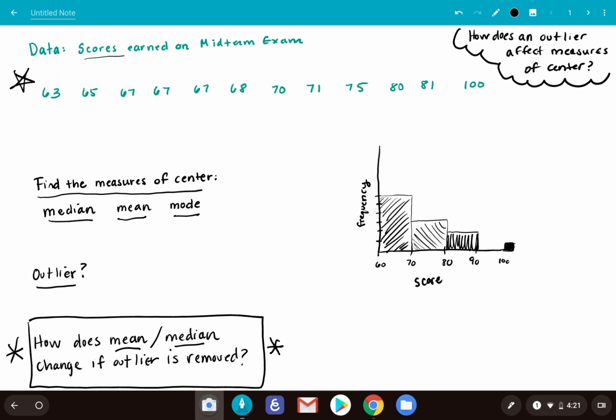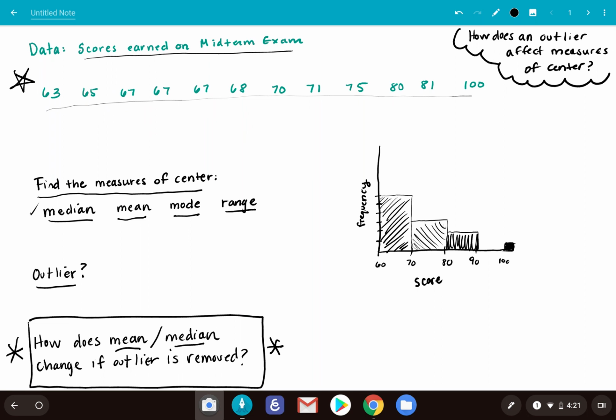We've got some scores that are earned on a midterm exam in somebody's class. So these are the scores that were earned. Let's go ahead and just find the different measures of center. First, let's find the median.